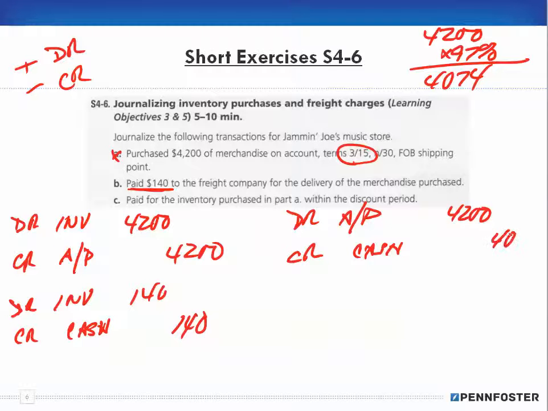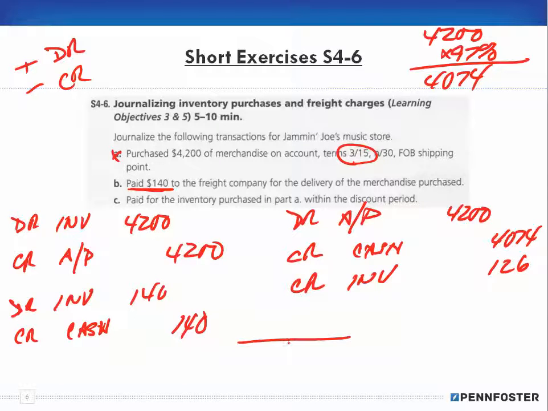So I credit 4,074, but notice my debits don't equal credits, right? That's because of the 3% difference, all right? And the difference between the two ends up going to a credit to the inventory account for that $126, which is the difference between the two, all right?